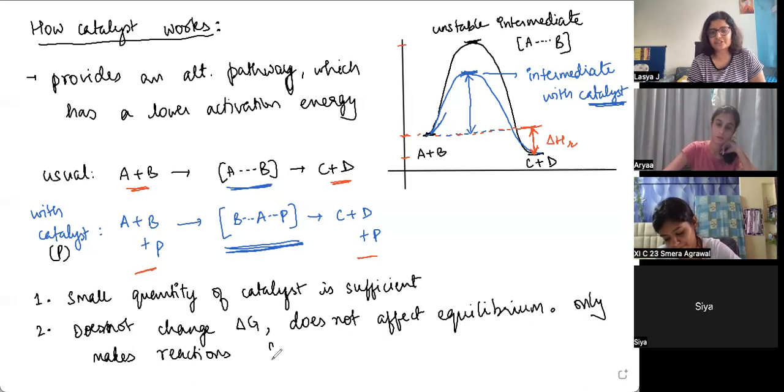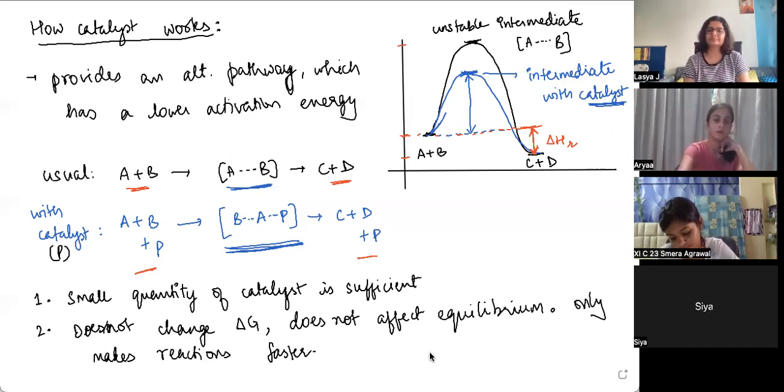It only makes the reactions faster. It doesn't change anything else. So the significance of the fact that it does not change delta G is that if you have any non-spontaneous reaction, a catalyst is not capable of making it spontaneous. So it can't make an impossible reaction possible.